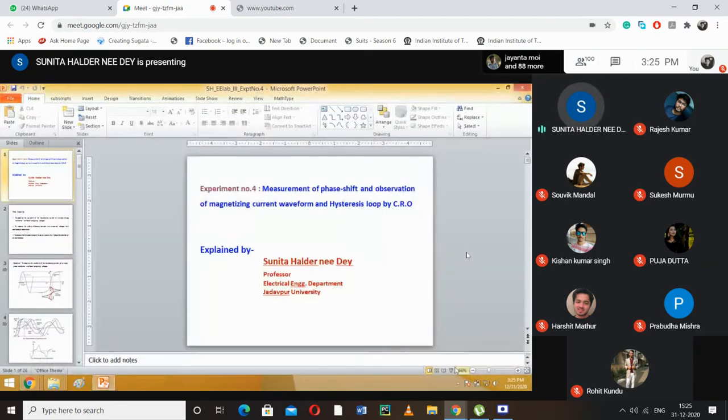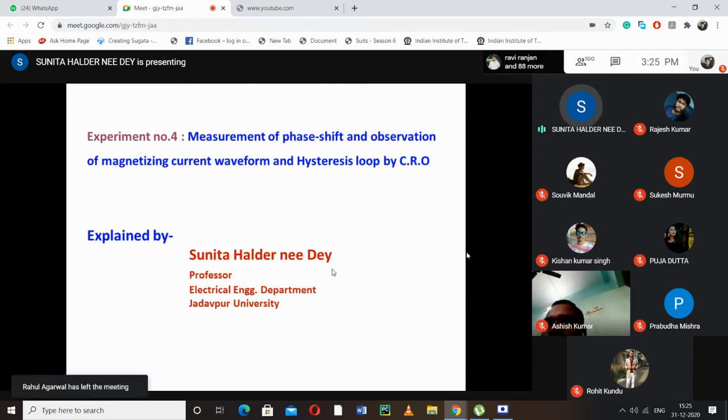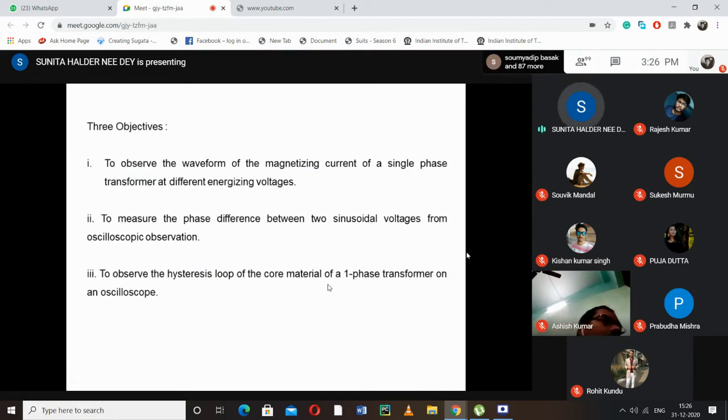I shall explain experiment number 4, measurement of phase shift and observation of magnetizing current waveform and hysteresis loop by CRO or cathode ray oscilloscope. So here there will be no reading. If you do it in the laboratory also, you only have to trace the characteristics from the cathode ray oscilloscope. So there are 3 objectives or 3 steps of this experiment.